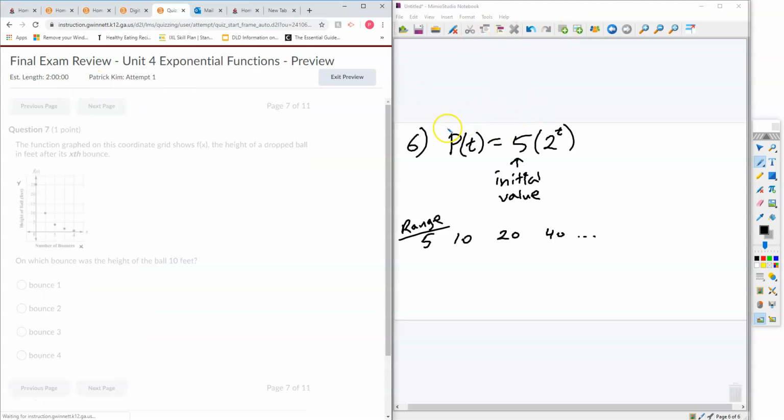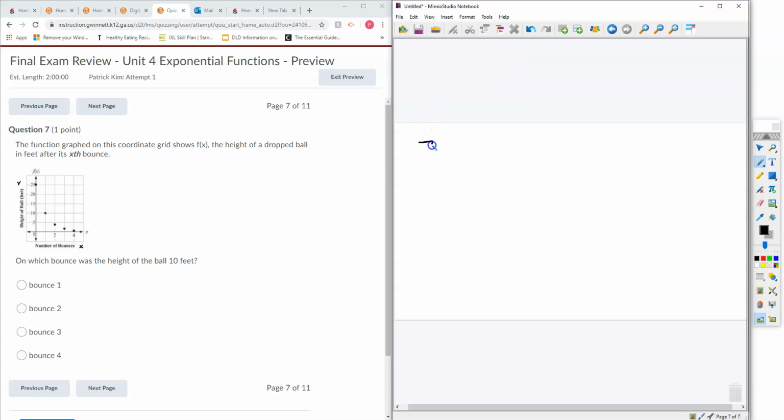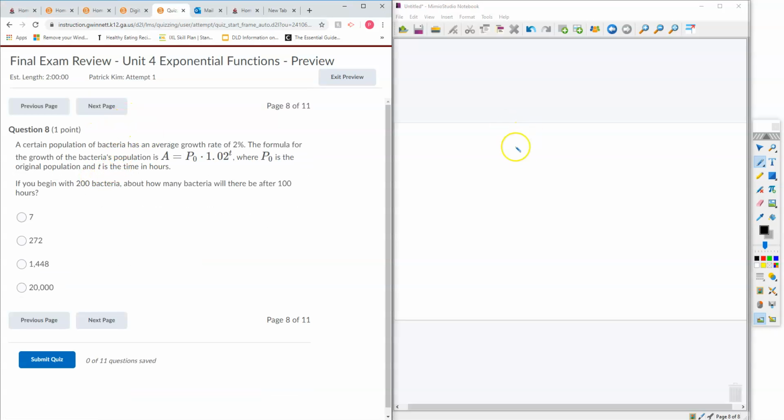All right, number 7. All right, so this one's very simple. The function graphed on this coordinate grid shows f of x, the height of the ball dropped in feet after its x bounce. Okay, x bounce just meaning first bounce, second bounce, third bounce, fourth bounce. On which bounce was the height of the ball 10 feet? Okay, so actually look at the y-axis first. We want the height to be 10. Go across and think about which bounce that is. Okay, so really, I don't even need to explain number 7 or write anything down for number 7. So this is number 8.